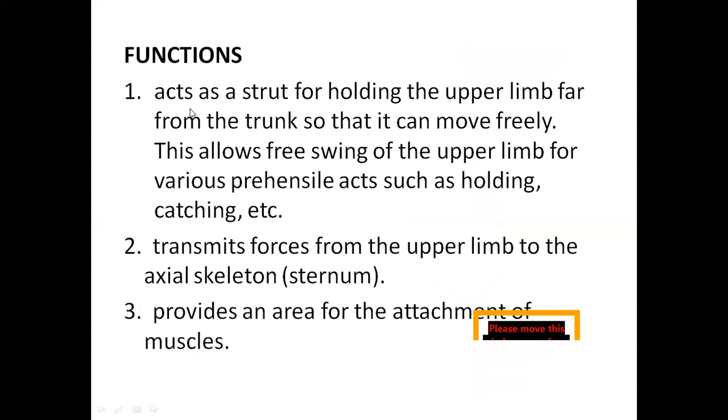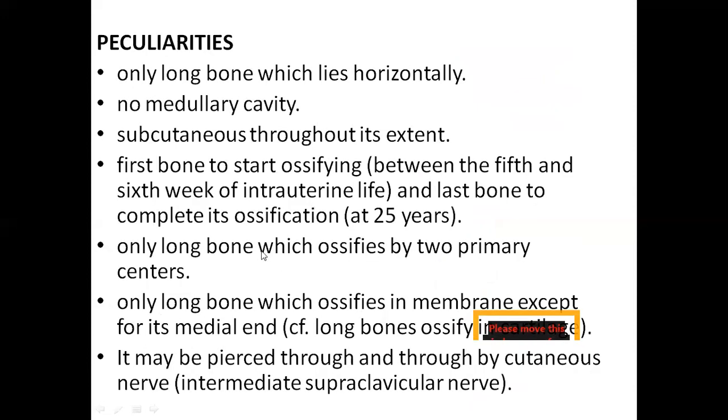Functions of the clavicle. It acts as a strut for holding the upper limb far from the trunk so that it can move freely. This allows free swing of upper limb for various prehensile acts such as holding, catching, etc. So we know clavicle is also transmitting forces from the upper limb to the axial skeleton. It provides an area for the attachment of muscles.